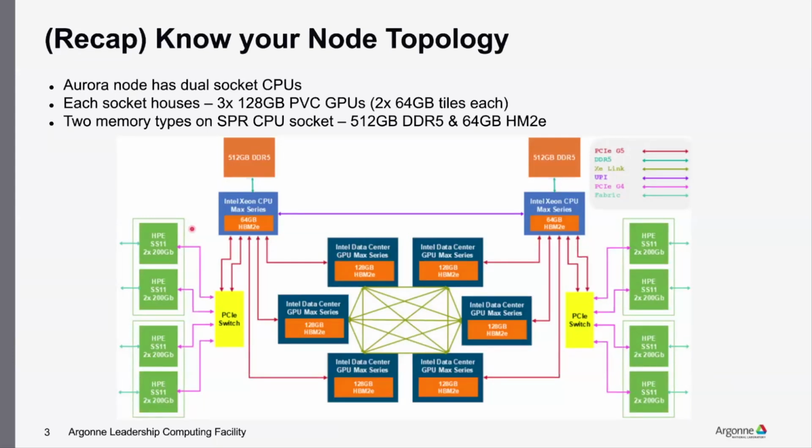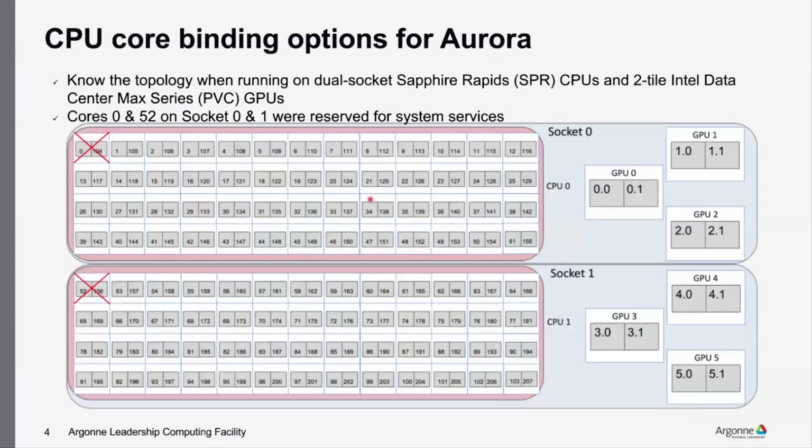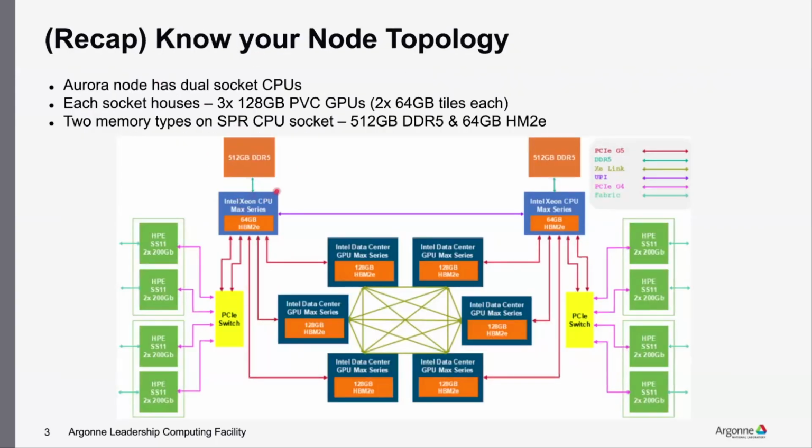So let's recap a little bit what you saw yesterday. It's important to know your node topology and how the node is laid out. On the Aurora nodes, as you saw in the picture of the nodes and in this picture on the slide, there are dual socket CPUs. That means there are 2 CPUs on the node, and each CPU houses 3 GPUs. You can see them with these red line connections right here, and then the same on the other side. These GPUs have all-to-all topology, so they're all connected to each other.